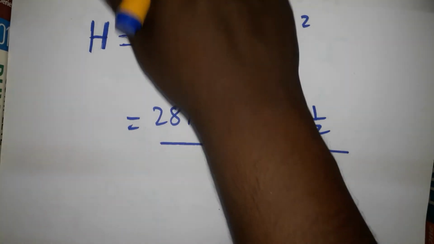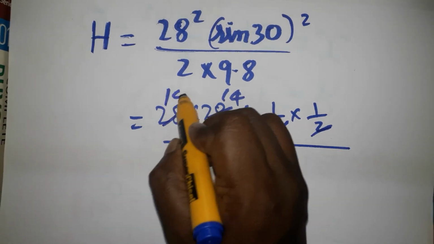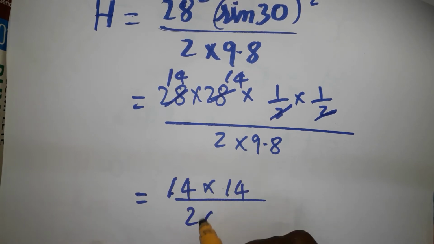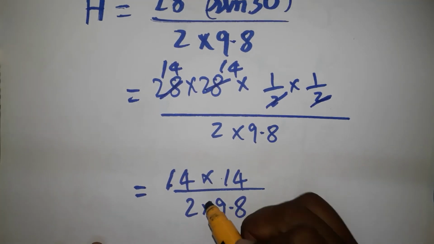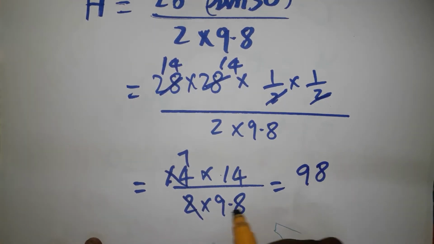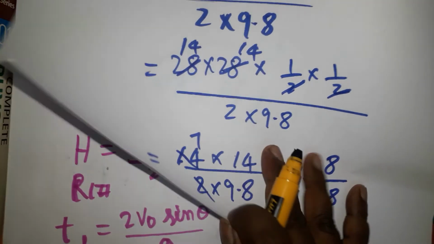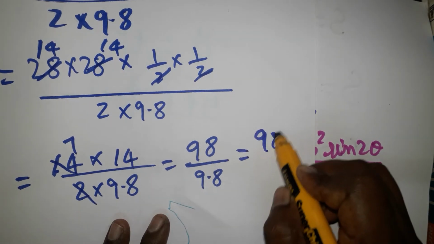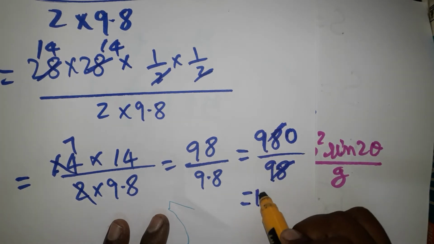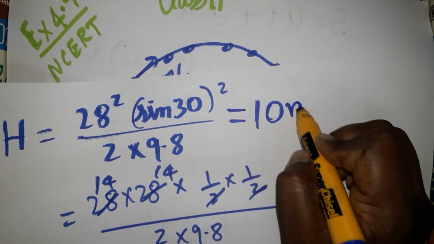In this problem I am going to show how to do the calculation also. This is 14 and this is 14. So 14 into 14 divided by 2 into 9.8. When you cancel this, you get 7 times. This 2 multiplication will be 98, and this is 9.8. So just multiply 10 on numerator and denominator. We get 980 divided by 98, which gives 10 meter. So the maximum height the object can travel is 10 meter.